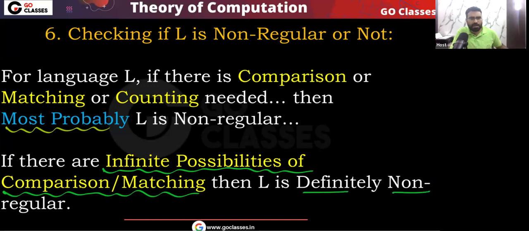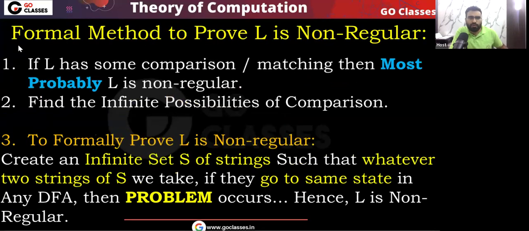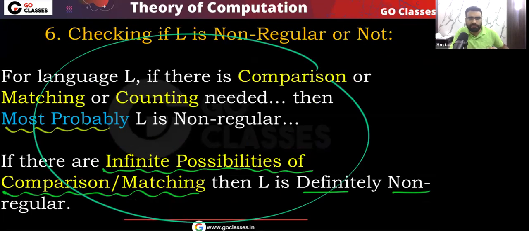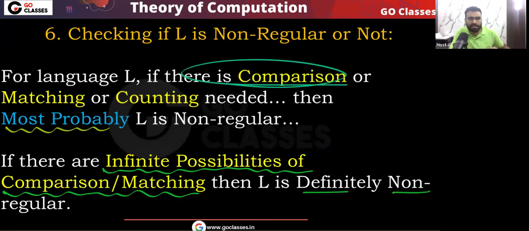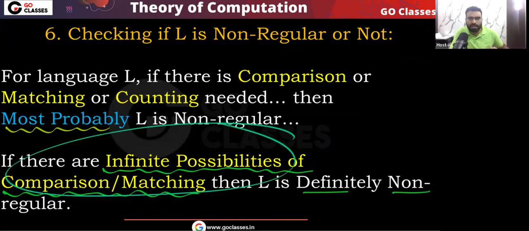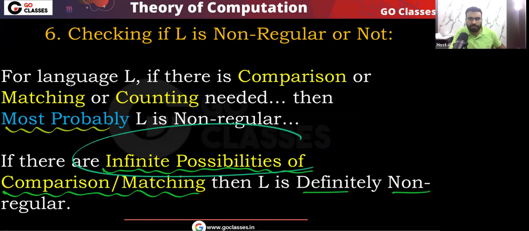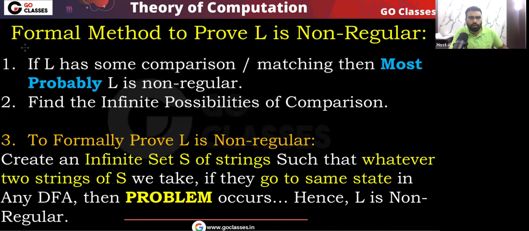Now in the previous lecture I told you the formal method to prove that a language is non-regular. A language L is given to you and the question is asking you to prove that it is non-regular, so what is the formal method? We have already seen the informal method: if there are infinite possibilities of comparison or matching, then the language is non-regular. But what is the formal method to prove that a language is non-regular?